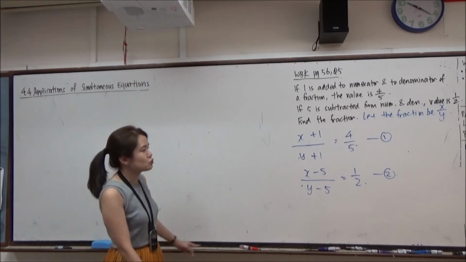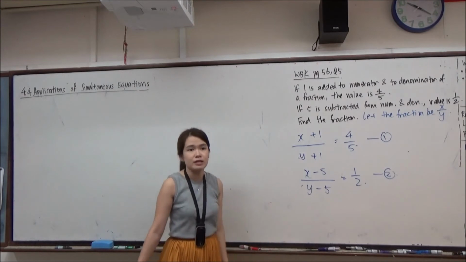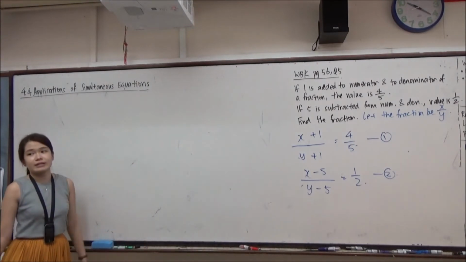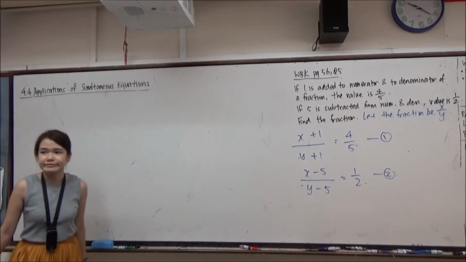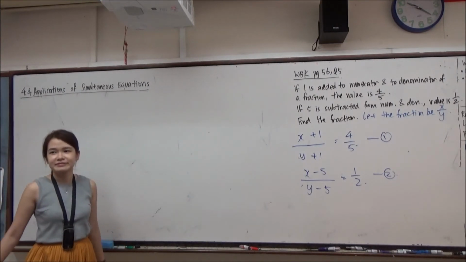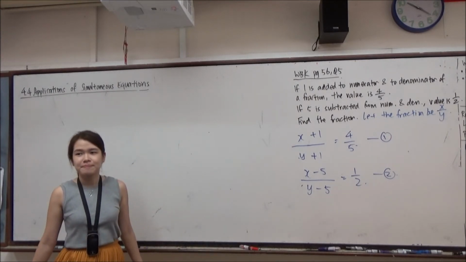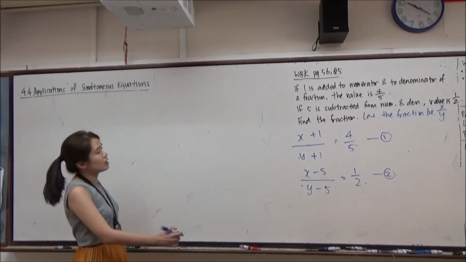So what are we supposed to do when we have fractions in simultaneous equations? We want to get rid of them, right? So how do we go about getting rid of them? Let's try it. How do we get rid of fractions? Yes, we cross multiply.